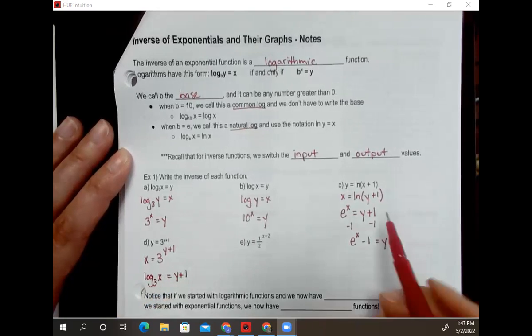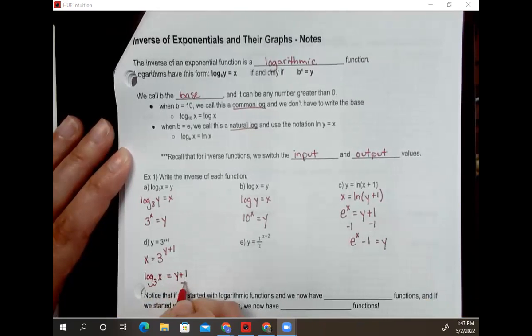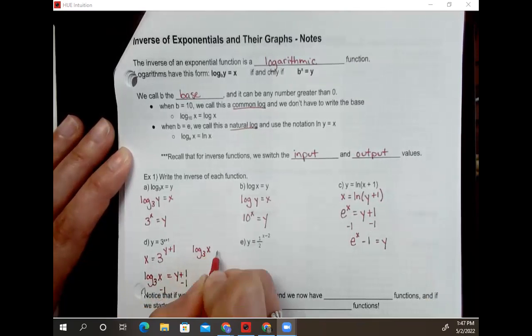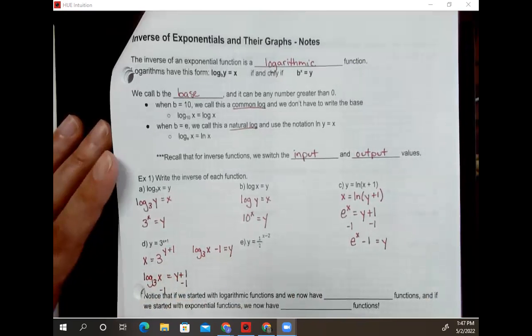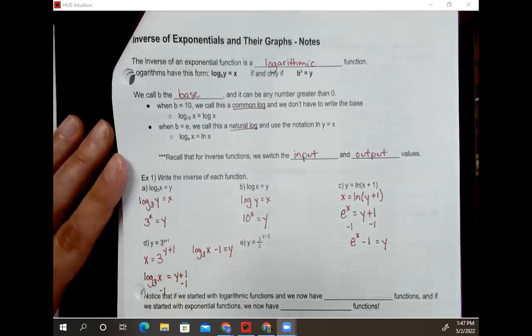On this problem, again, just like C, I've got one more step to get y by itself. I'm going to subtract 1 from both sides. I want you to keep in mind for this problem that I'm not putting parentheses around the x minus 1. The minus 1 is after I take the log. It is not part of the argument, so I do not want to group it with the argument. I would do the log first and then subtract 1.